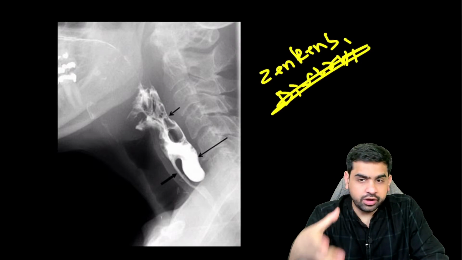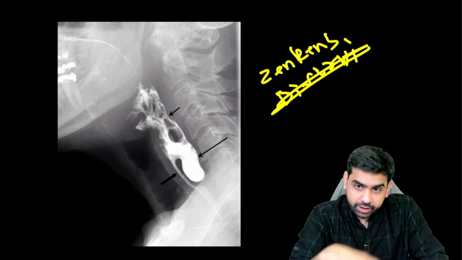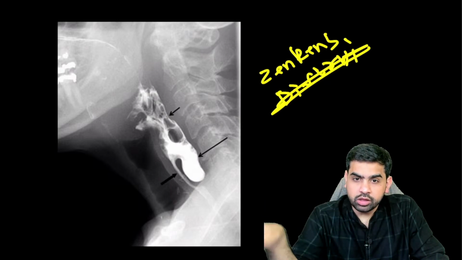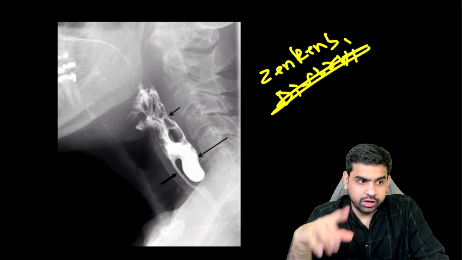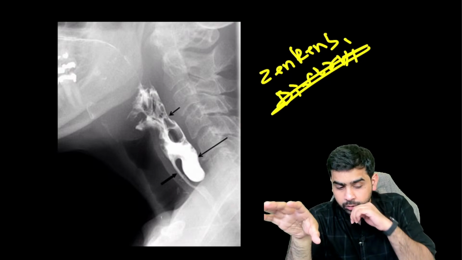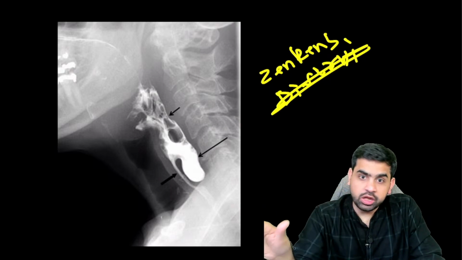The cricopharyngeus doesn't relax. So what is going to happen? The pressure inside the esophagus is going to rise, and because of this, the mucosa is going to bulge out. So this is a pulsion diverticulum. Because of the increased intraluminal pressure, the mucosa is pushed out.